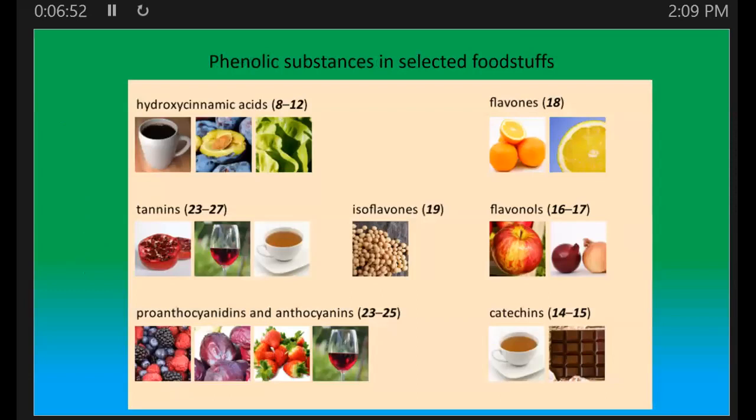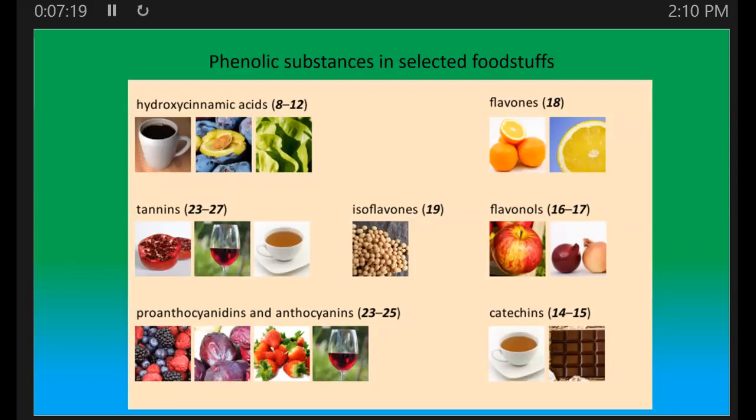Here's another image where you can see some of the secondary metabolites listed out: hydroxycinnamic acid, tannins, isoflavones, and so on. Coffee actually has quite a bit of polyphenols, and there's been that big debate: is coffee good for you or bad for you? Actually, it's good for you, at least that's what they're saying right now.